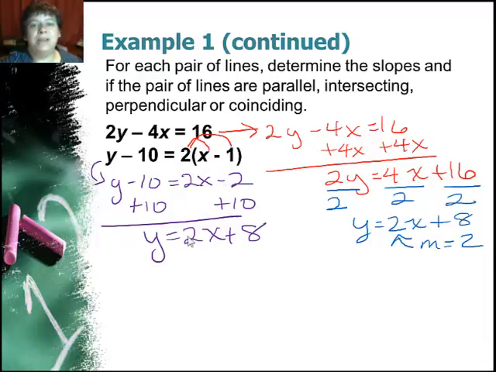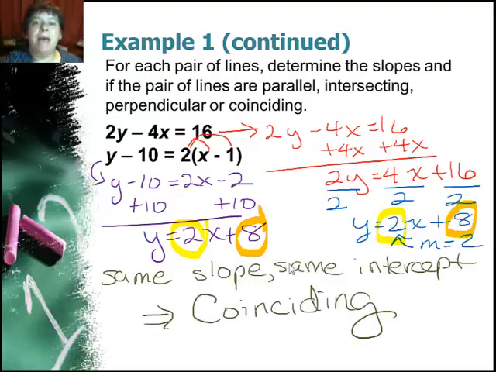Then I add 10 to both sides, and I find out that this line is y equals 2x plus 8. They have the same slopes and the same y-intercept. So if they have that, these are called coinciding lines. They're really the same line.